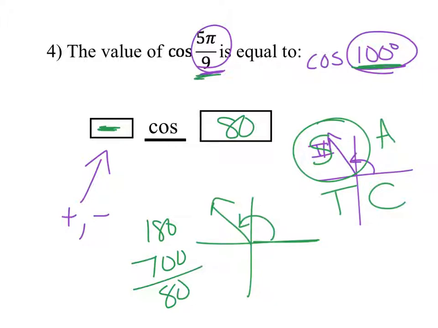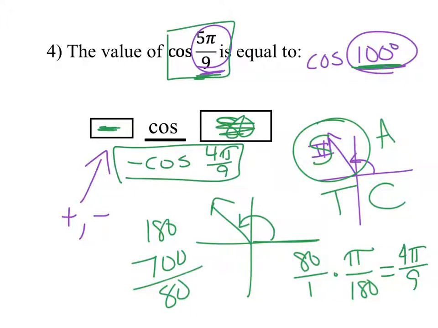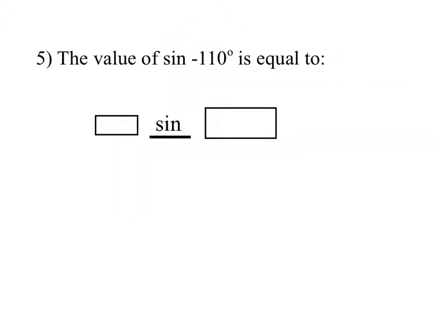It is asking the question in radians, so the answer probably should be in radians. So let's convert that 80 to radians in terms of pi. Using my math magic, it's 4 pi over 9. So it would be negative cosine 4 pi over 9. If you were to check this in your calculator with radians, you do have to change your mode back to radians. Try this one all on your own.